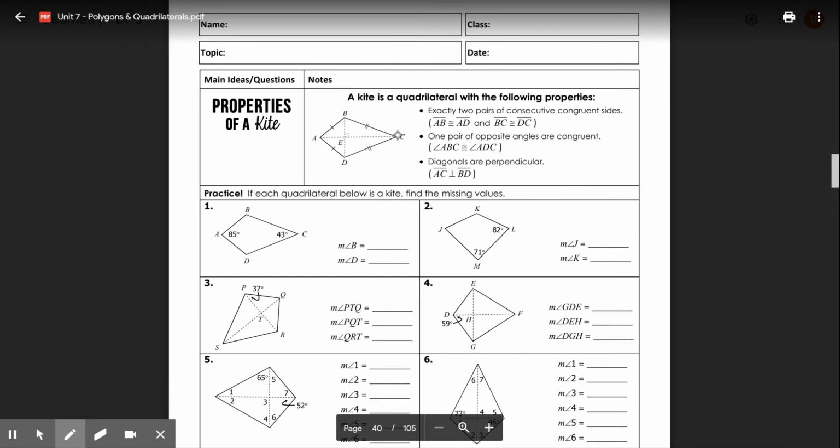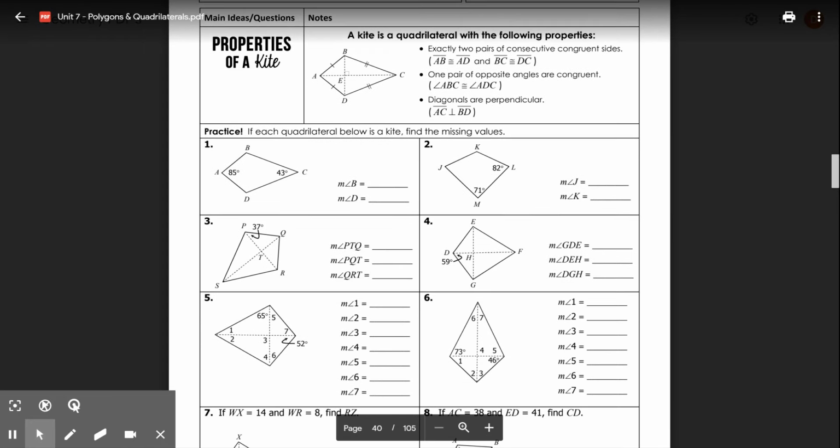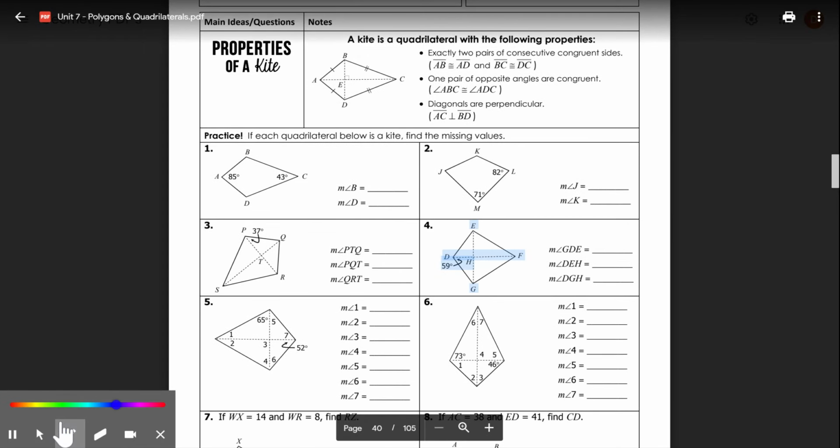So that's one property. And then the next one is that one pair of opposite angles are congruent, and that would be these two. So angle ABC is congruent to angle ADC. And then the last thing is that the diagonals are perpendicular. So here's one diagonal, here's another diagonal, and those are perpendicular. Okay. So for number one, we're going to keep those things in mind.